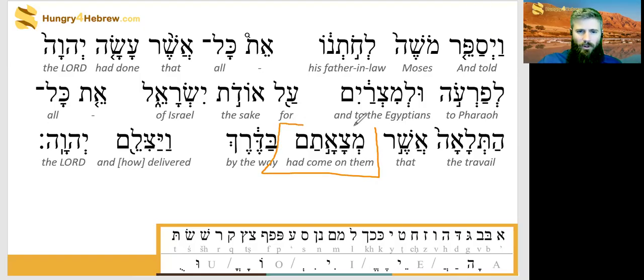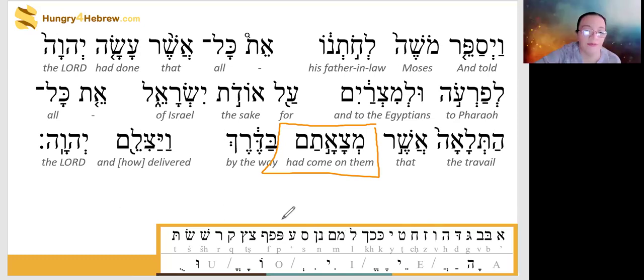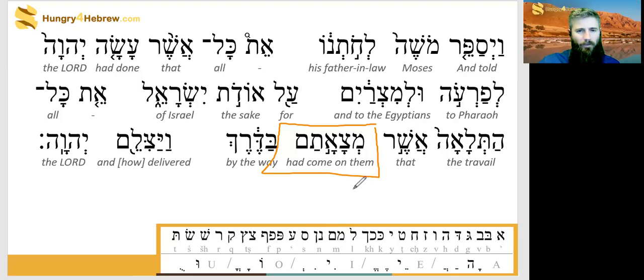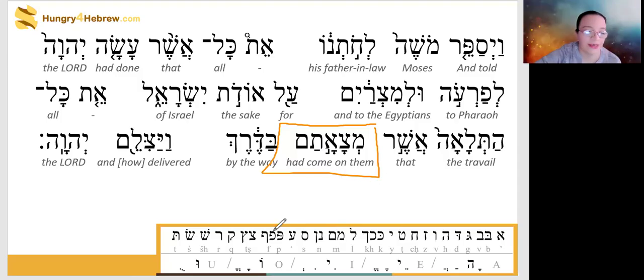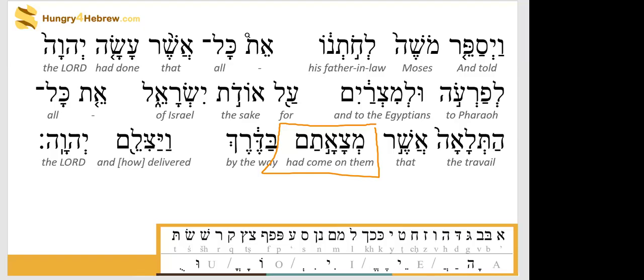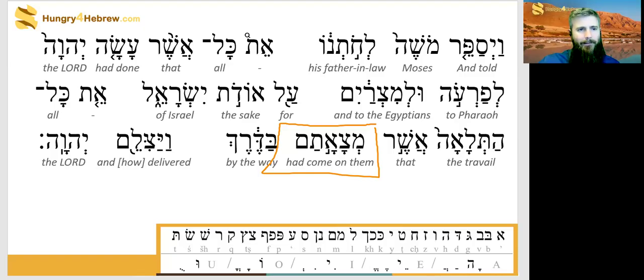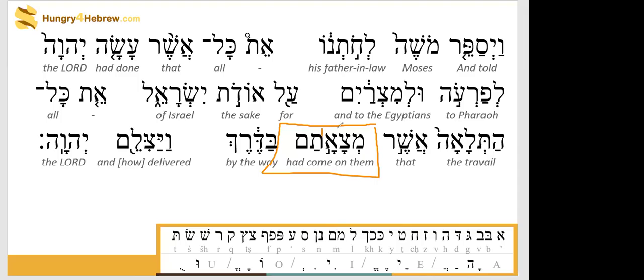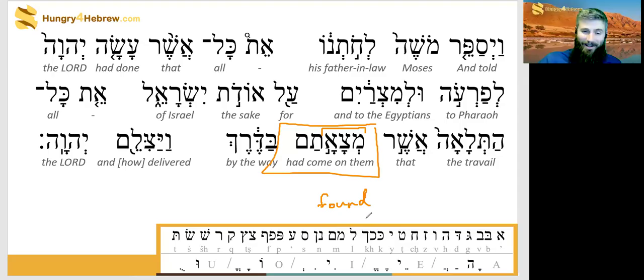Let's go ahead and jump to it. What's going on with this? Is it a participle? I'm afraid not. Okay. Is the root mem zade aleph? It is. What does that mean? Found. Good. And then is it 3FS? Excellent. The tav here is our original 3fs suffix.